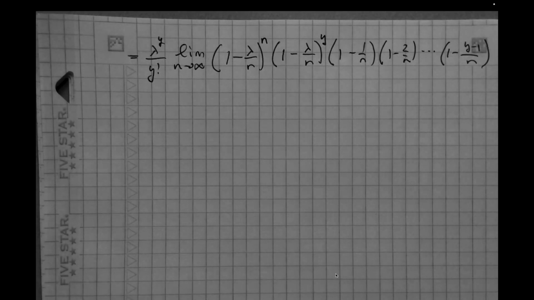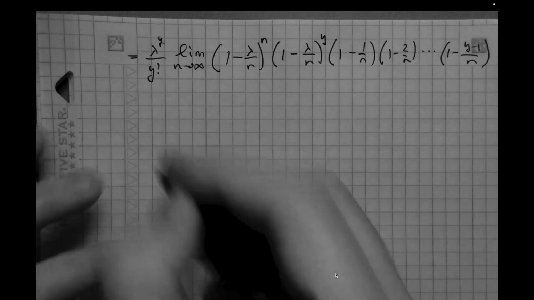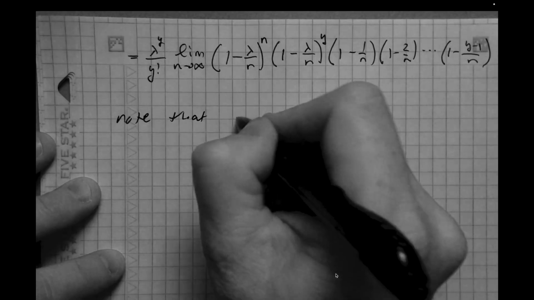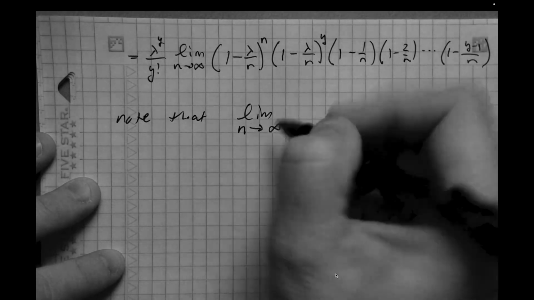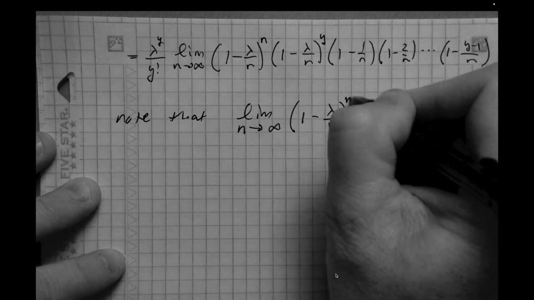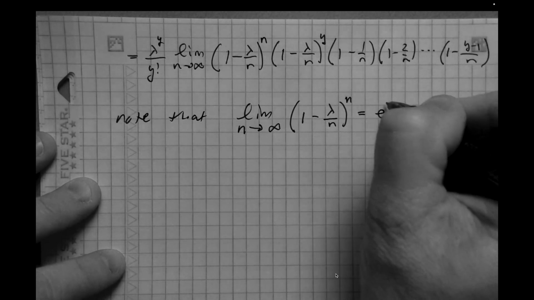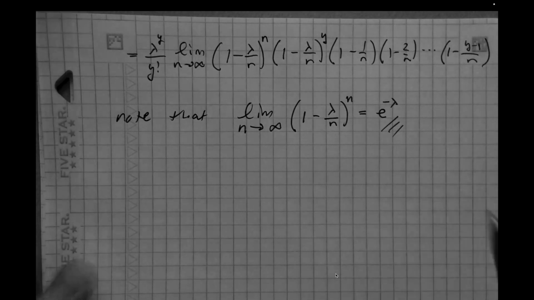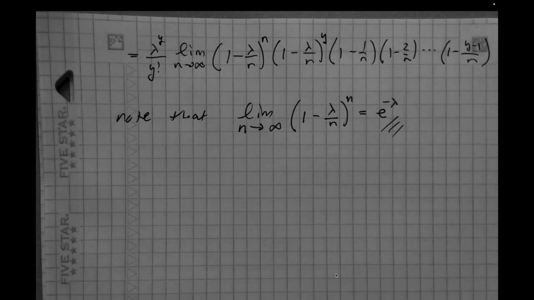Okay, so now note that the limit as n goes to infinity of (1 minus lambda over n) to the nth power is equal to e to the negative lambda. Now that's something that you may have to spend a moment trying to understand. Where does that come from? But this is something you will have seen, I believe, in calculus 2, although we didn't use lambda then, but I do think we looked at this one.